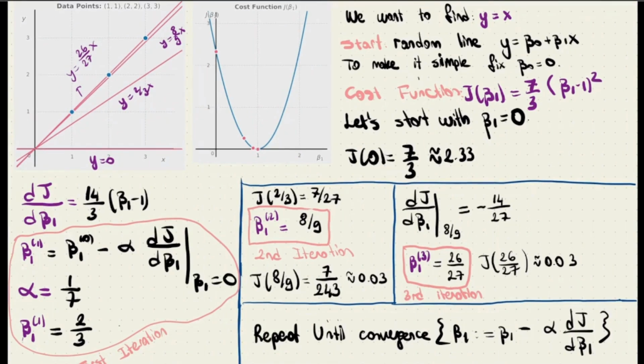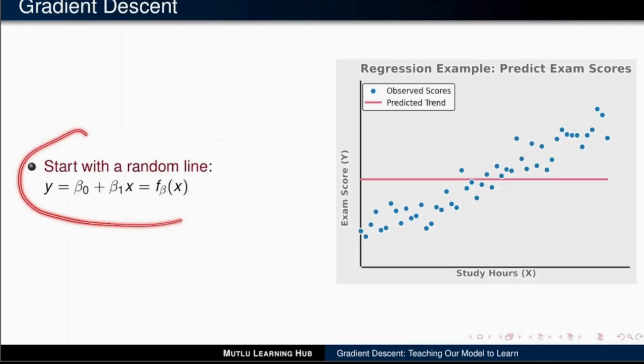Now we'll look at what happens when we want to update both beta 0 and beta 1 together to get a better line. We begin by choosing a random line. It's just a guess for how the data behaves. It may sit too high, too low, or at the wrong angle. That randomness is okay. The important part is that we now have something to improve.